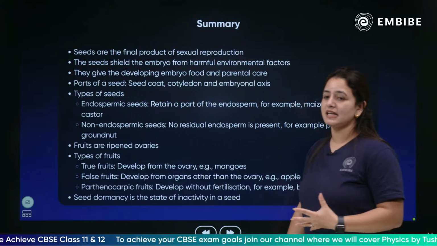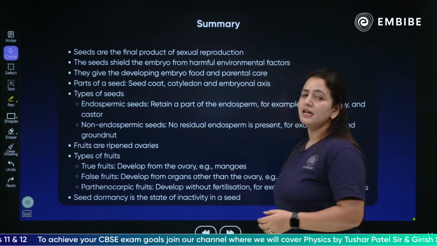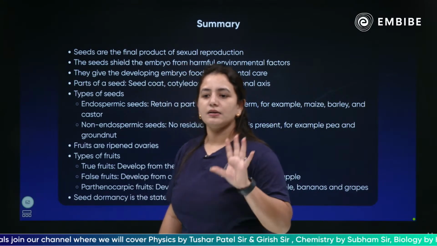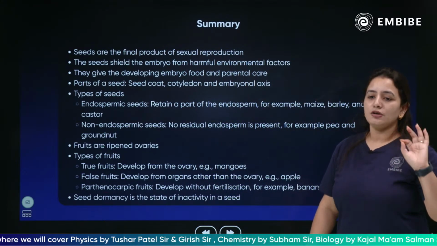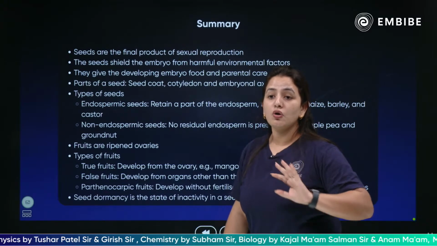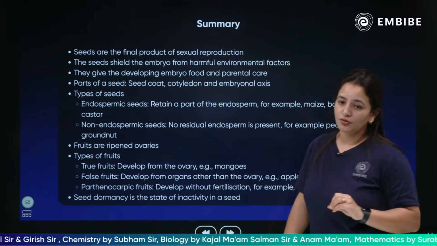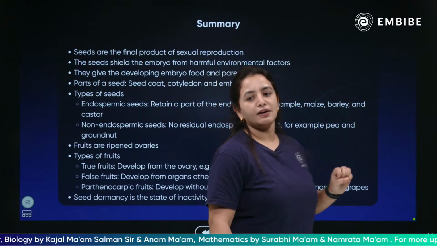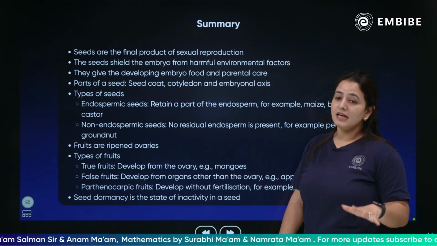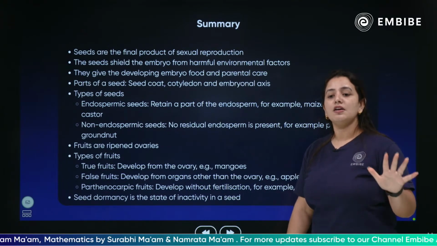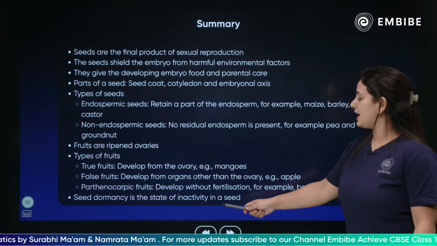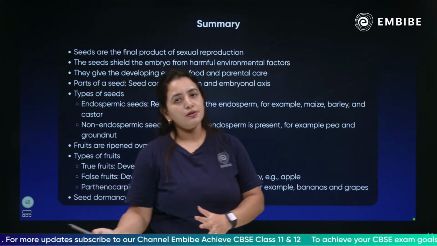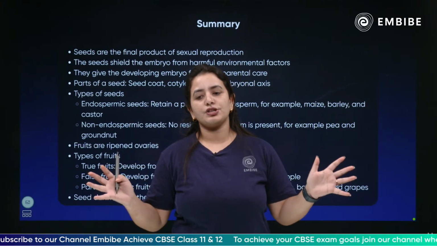The types of seed existing are endospermic seeds and non-endospermic seeds. Endospermic seeds are those which have residual endosperm, while non-endospermic seeds have no residual endosperm. Talking about fruits, the ripened ovaries, the types of fruits present are true, false and parthenocarpic. The true fruits develop from the ovary, false fruits develop from the thalamus, and parthenocarpy is the development of the fruit without fertilization. Next we have seed dormancy, which is the state of inactivity of the seed. We have already discussed how to break the seed dormancy: the right amount of moisture, oxygen and temperature is present.